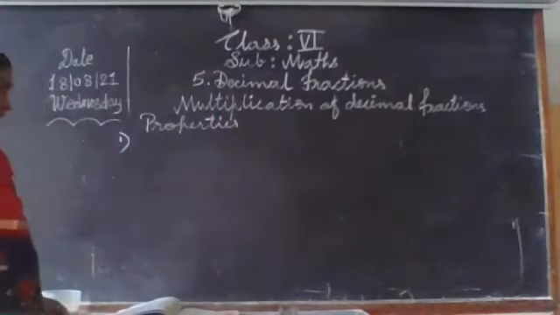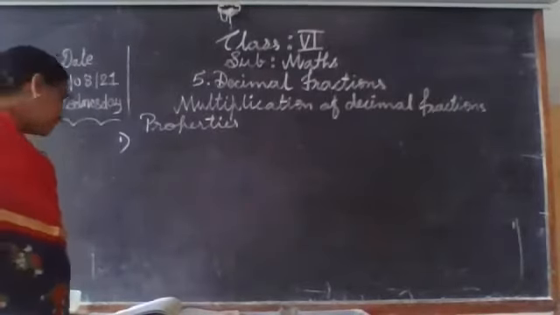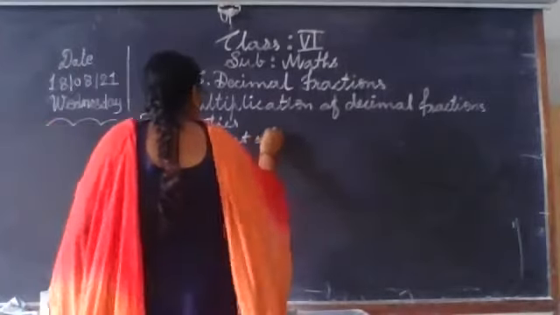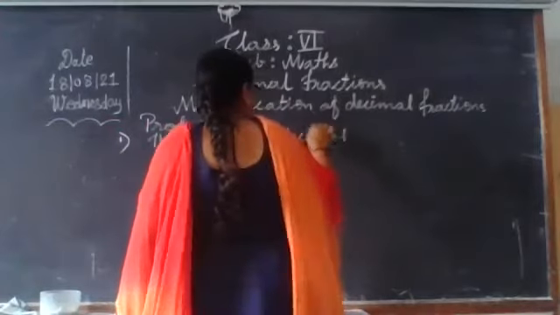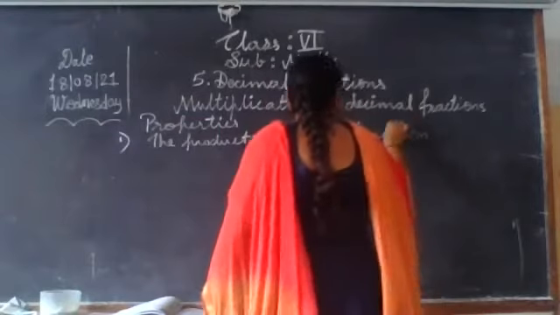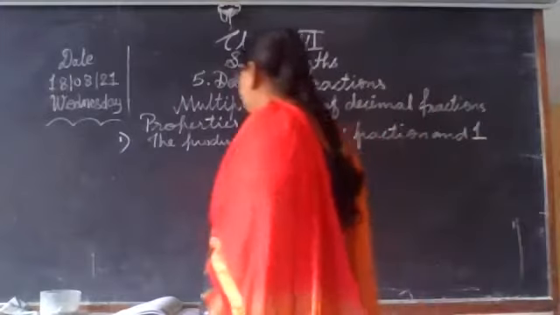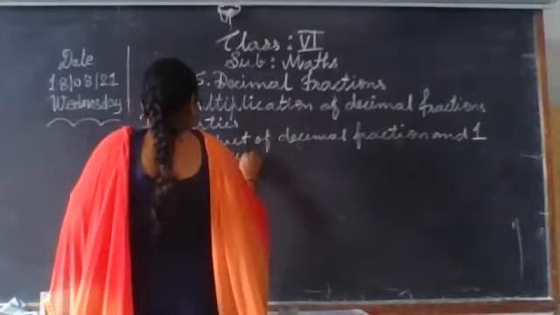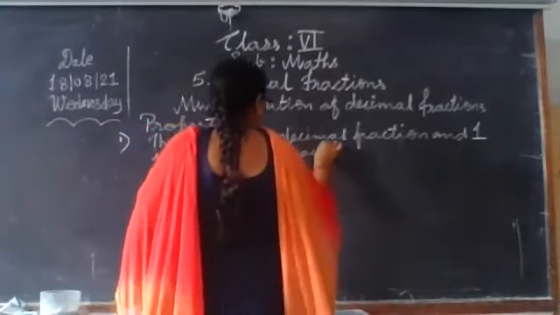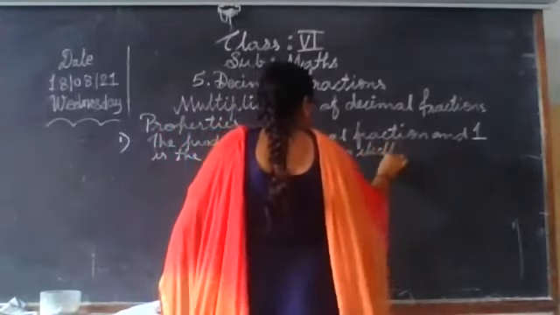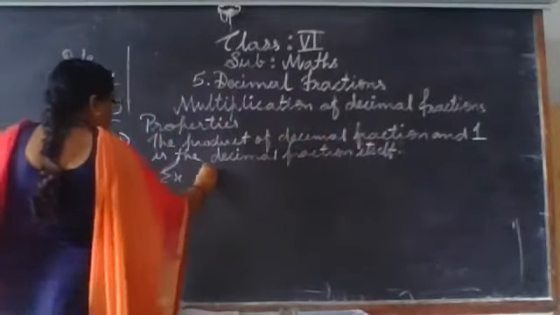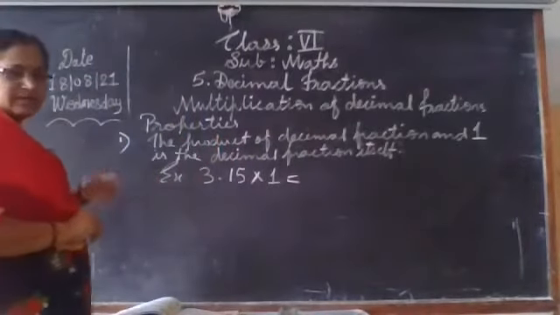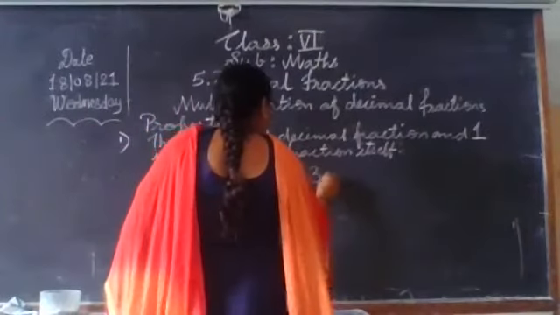The first property is that the product of a decimal number and one is always the decimal number itself. For example, see, beta, 3.15 multiplied by 1. What do you get? Yes, the decimal fraction itself. So the answer is 3.15.